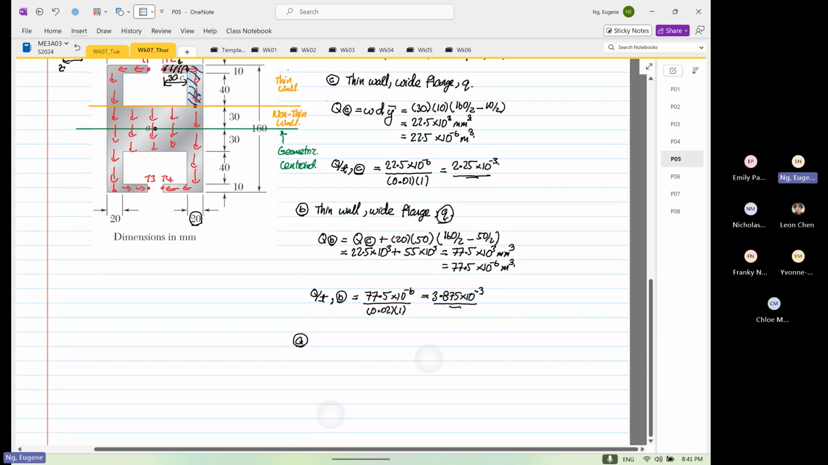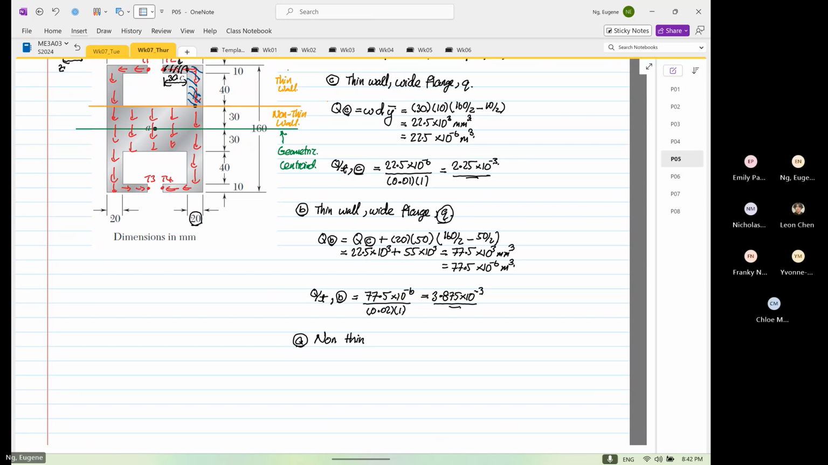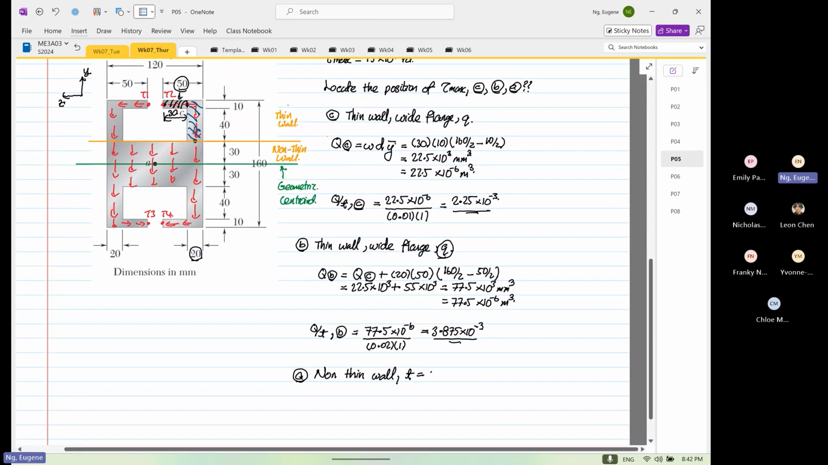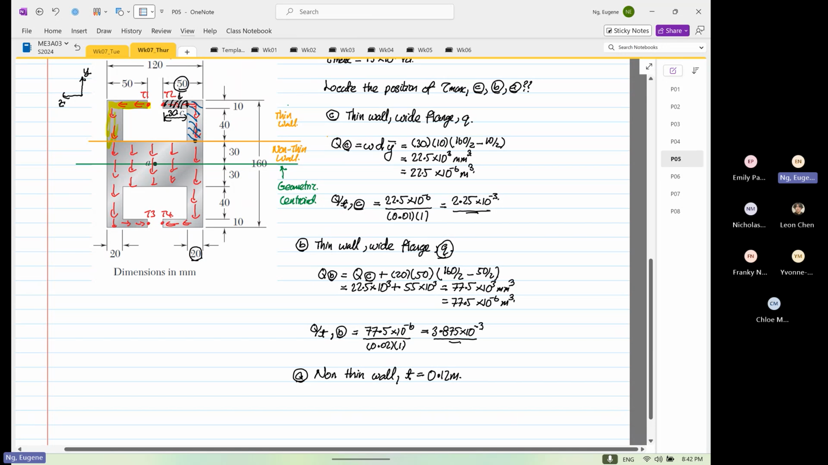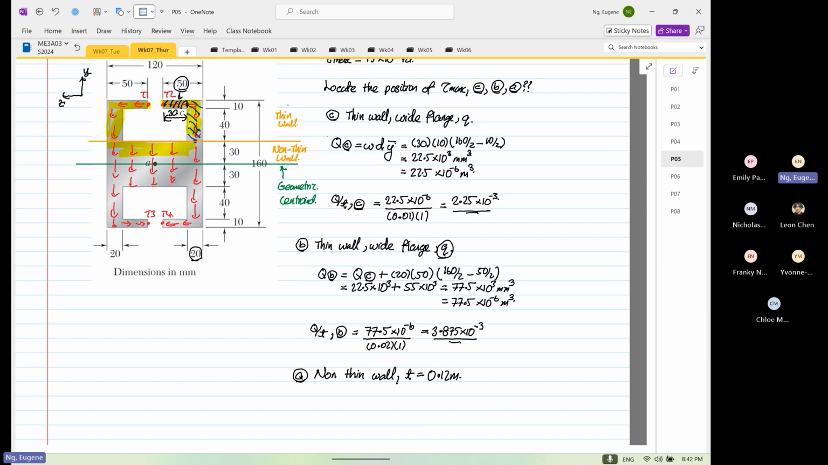we now have to look at non-thin wall analysis. So for non-thin wall, the thickness is equal to what? The thickness is equal to 0.12 meter. So now we have to consider all this area that I'm highlighting in yellow. We have to consider this area over here, and this entire area over here.